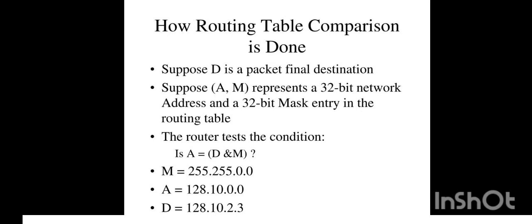Suppose you take the final packet. A and M represent 32-bit values. The router tests the condition whether the destination D masked with M is equal to A or not. So it satisfies the condition, and the comparison is done.